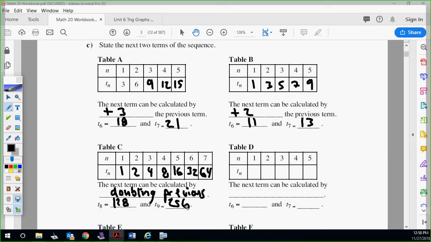Okay, what about table D? What do we have for table D? Go ahead, Britton. 32, 16, 8, 4, and 2. So this one we were what? Halving the previous term, yes. So then it's going to be 1 and then 1/2, right? Half of 2 is 1, half of 1 is 1/2. Okay.